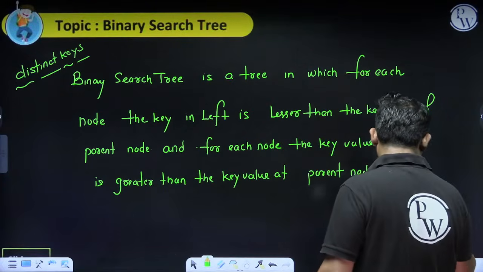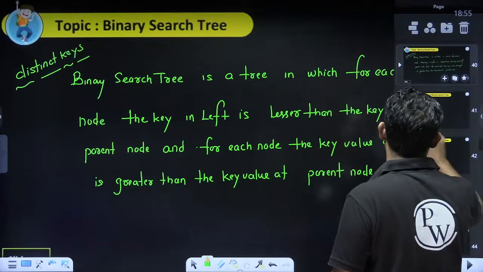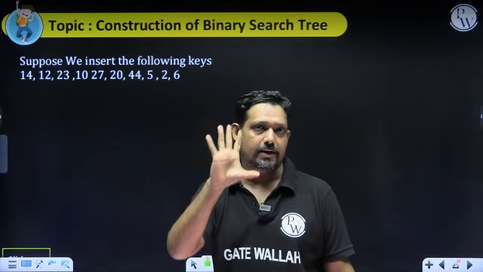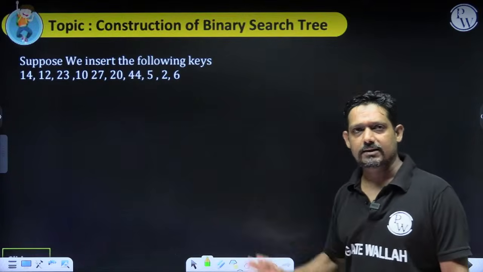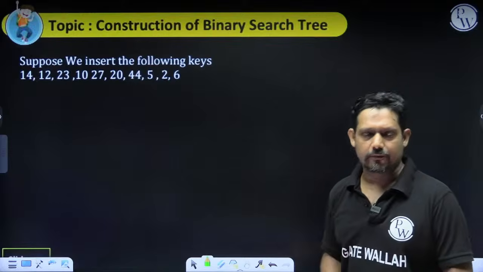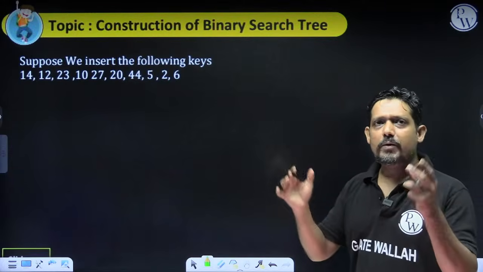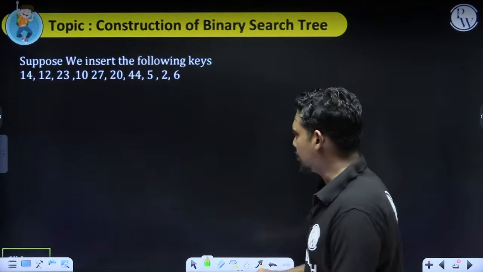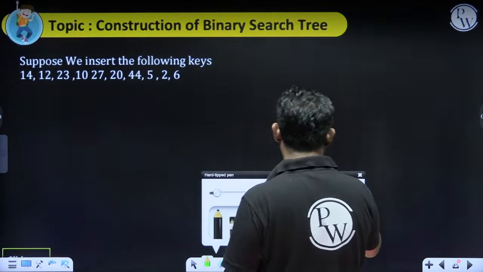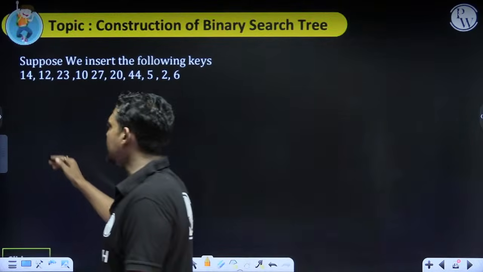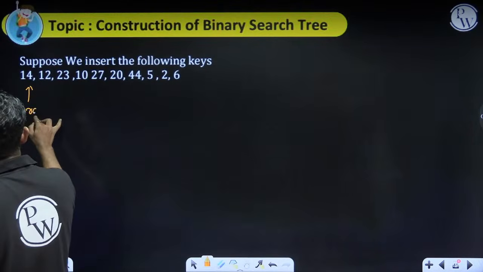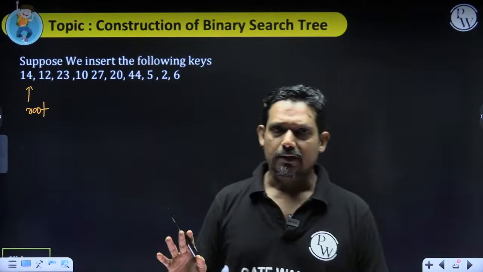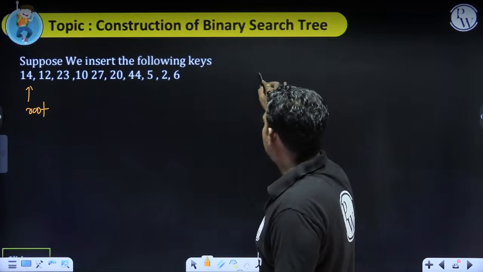Now suppose we insert the following keys into the binary search tree. This is the first thing, and the first question I will ask is based on this only, so listen to me very carefully. We start with the construction process. The first element is always the root. So the first element inserted is 14.